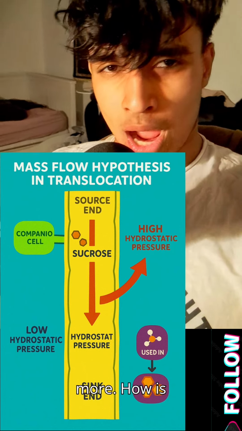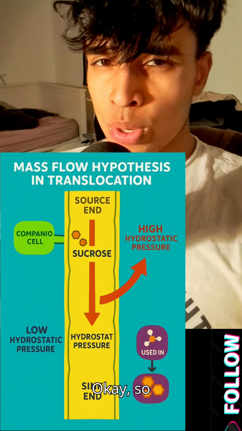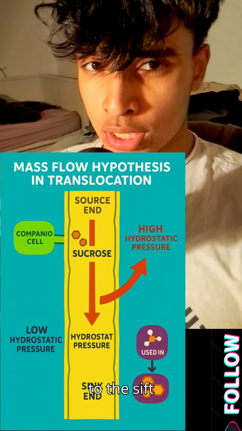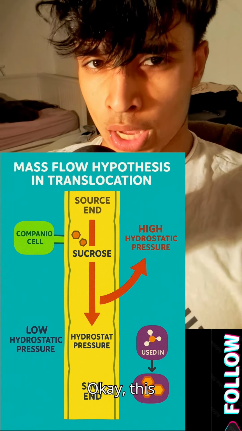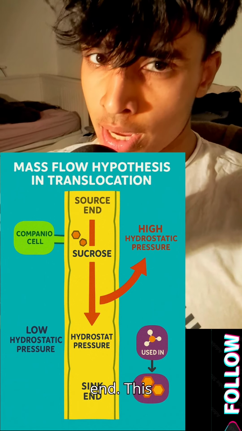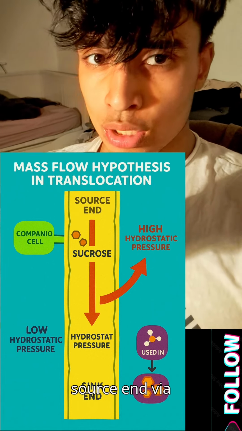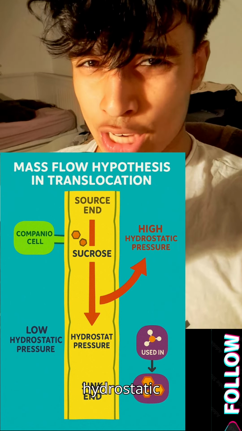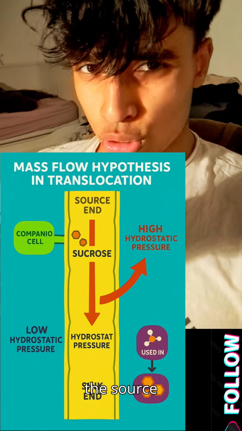Let me explain more. How is this pressure gradient generated? Sucrose is actively transported from the companion cell to the sieve tube at the source end. This lowers the water potential of the sieve tube at the source end. This means water enters the source end via osmosis. So there's a high hydrostatic pressure at the source end.